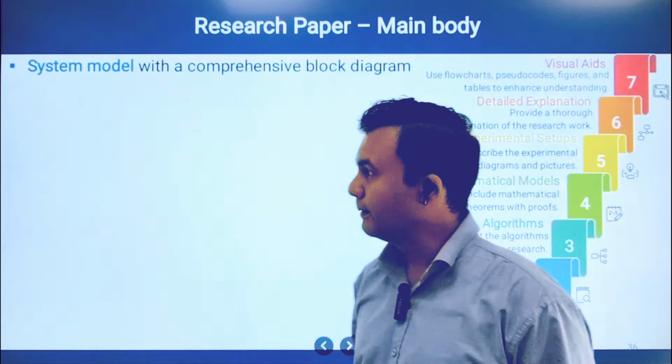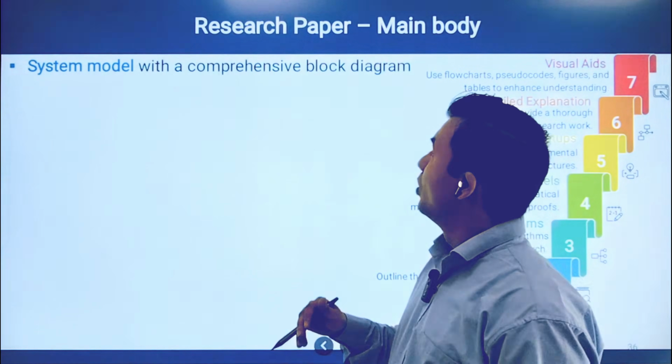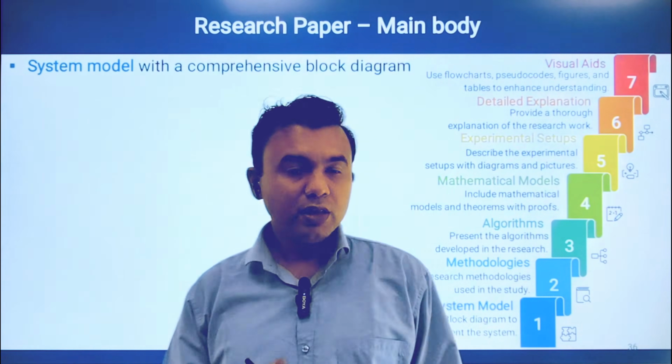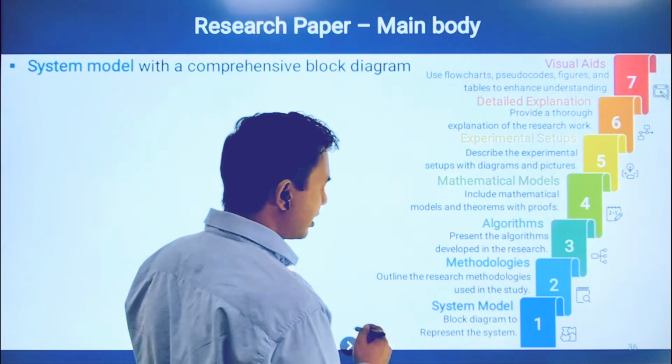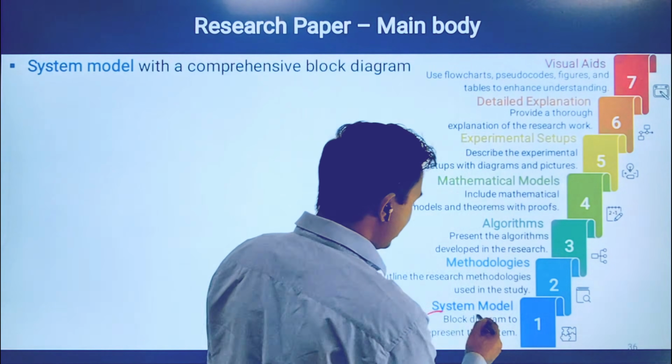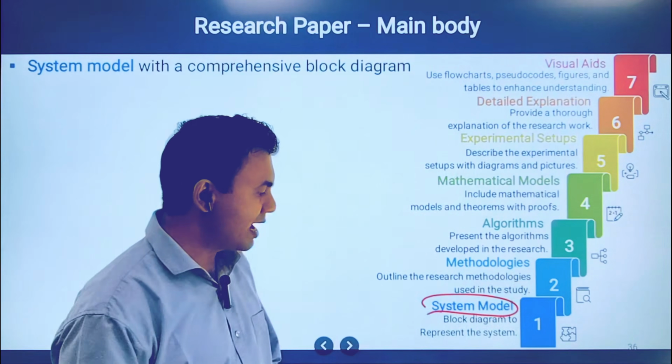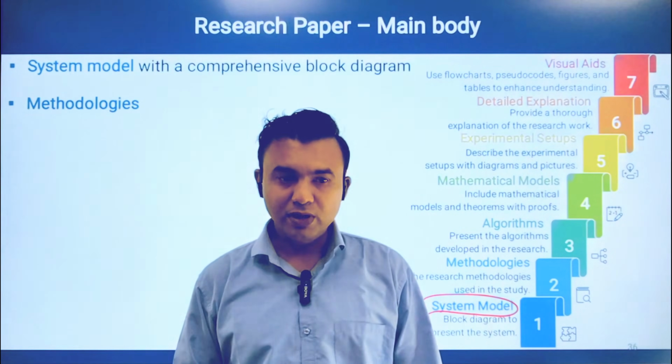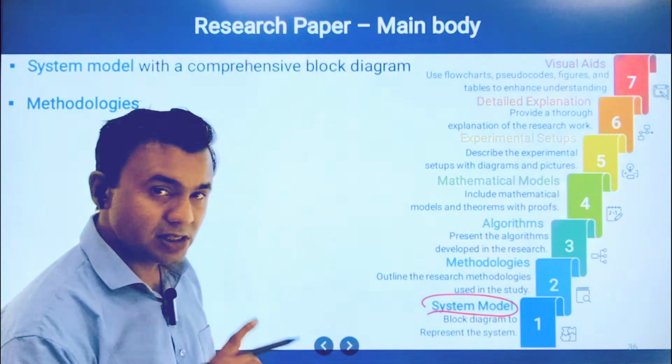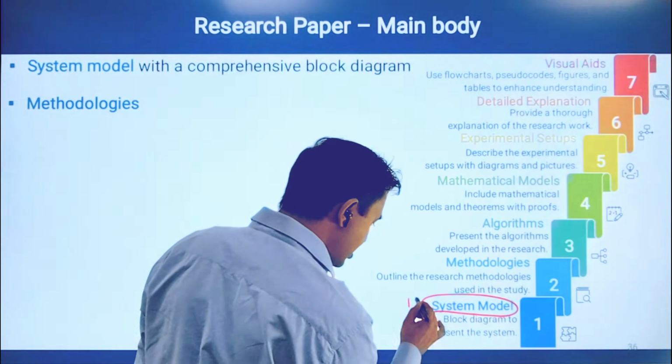Moving forward, what should be there in the main body? The system model is extremely important. The system model is generally a block diagram which represents your system. So that should be the first.